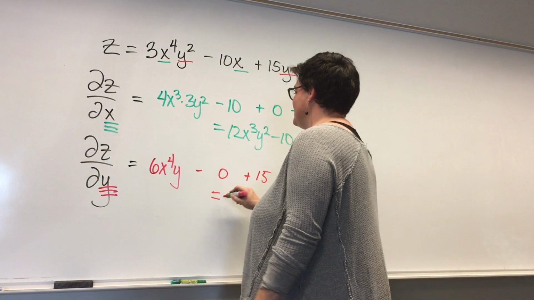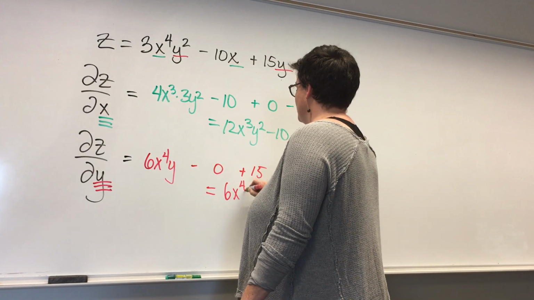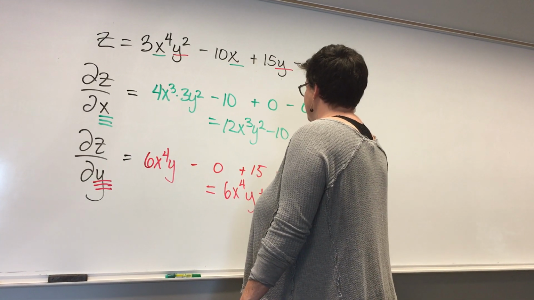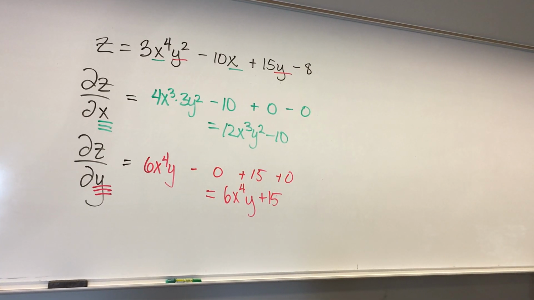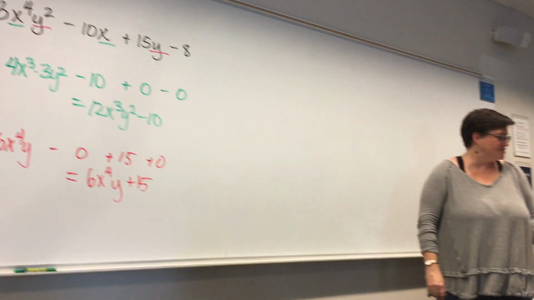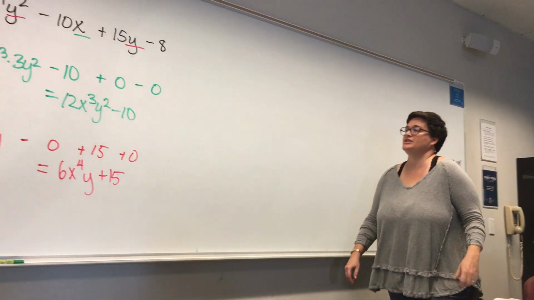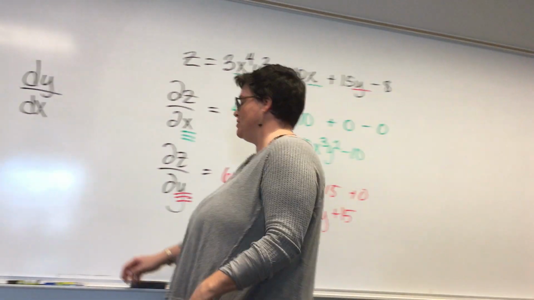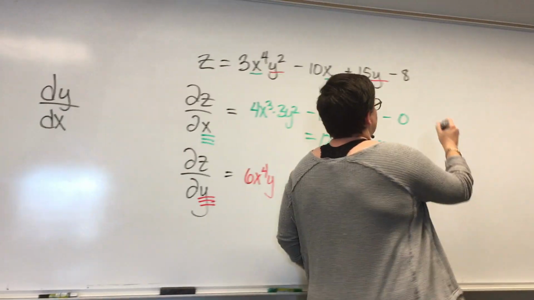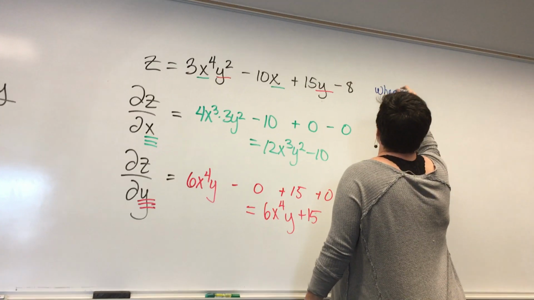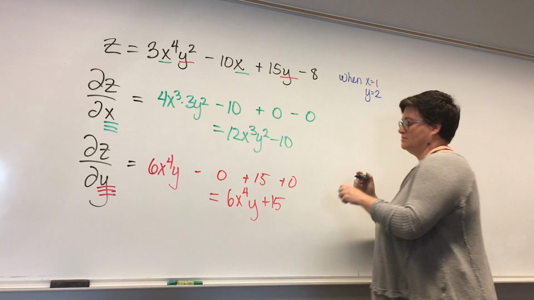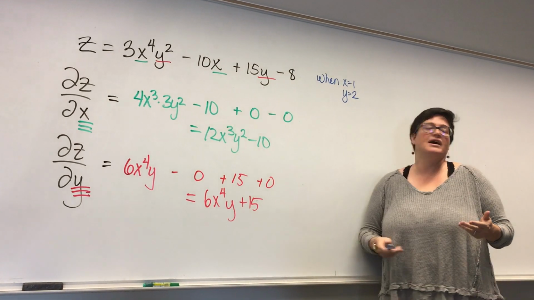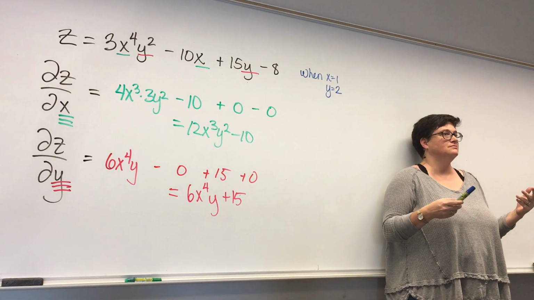So let me rewrite this all together. 6x to the fourth y plus 15 minus 0. All right, so let me illustrate to you just how this changes. What if I were to give you when x equals 1 and y equals 2? So if we plug x and y into a derivative, what do we get out?